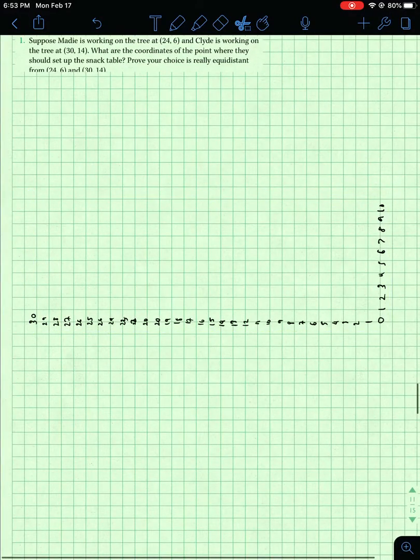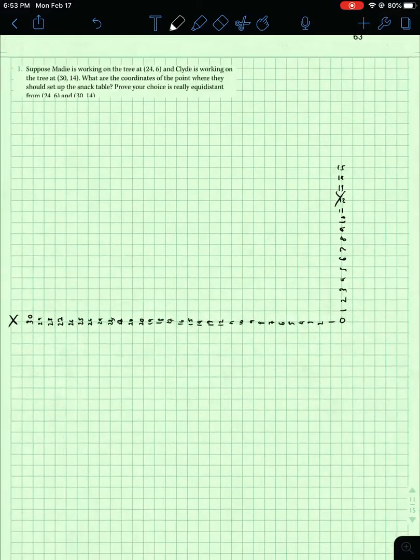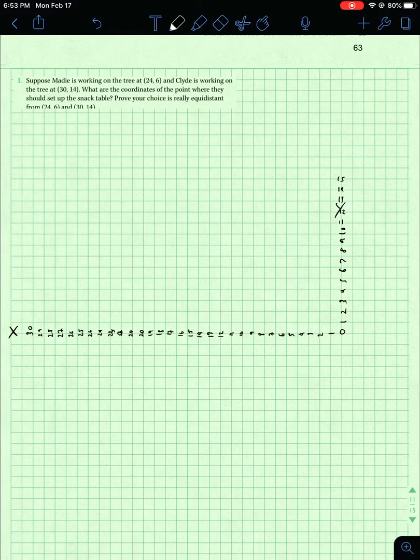Alright. So, this is now the x, this is the y. Sorry, it should scroll the other way, but the same idea will work. So, 30, oops, looks like we need a bit more for the y. 11, 12, 13, 14, 15. So, let's see, Maddie is at 24, 6. 6 is right here, 24 is here, this one is Maddie, 24, 6.